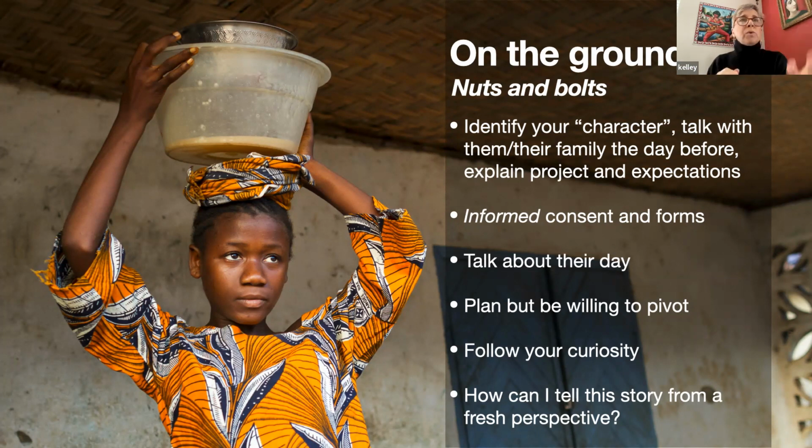We went, and after we met her in the school, we went and talked with her family. And then we set out the expectations, explained the project, and got informed consent. They understood what we were looking to do. They understood where it was going to be used. They understood how we were going to do this. They understood everything about what we planned to do. And that was before they signed the forms. So when we showed up the next day, it was not a surprise.